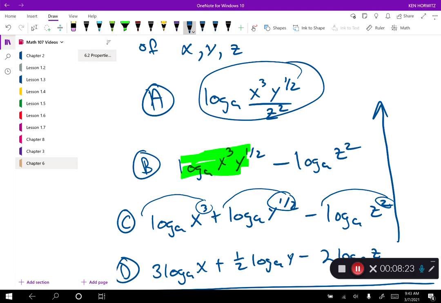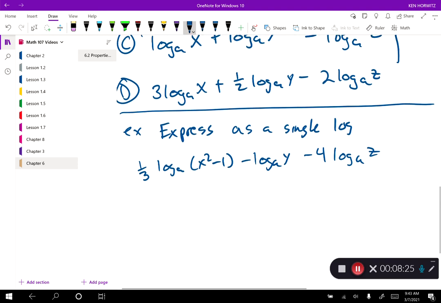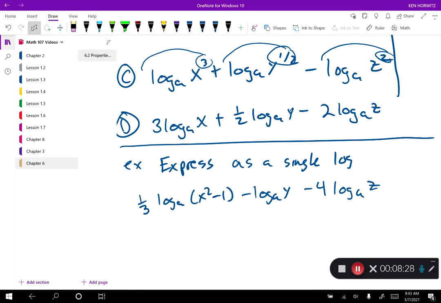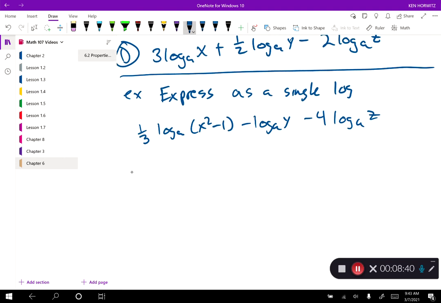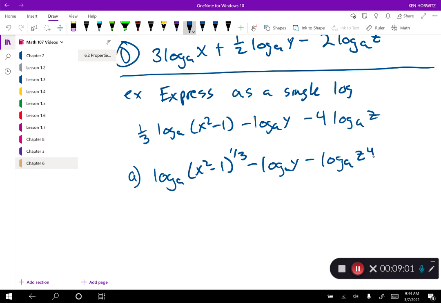So here's what we're going to do. The last step I did was my power property. So in this particular example, the first step I'm going to do is my power property, because I want to bring my powers back into my expression. So step A is log base a of x squared minus 1 to the 1/3 power, minus log base a of y, and then minus log base a of z to the 4th power.